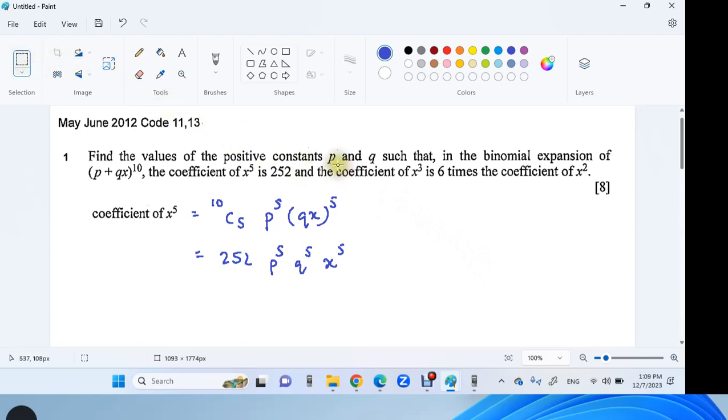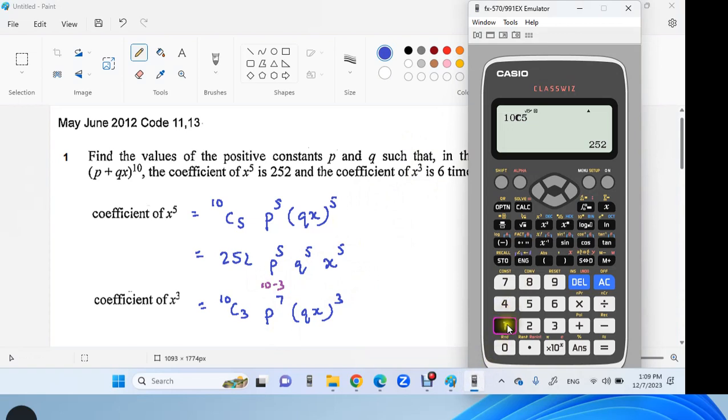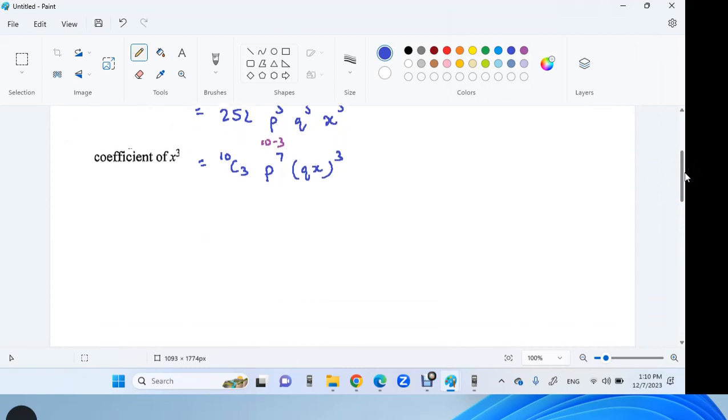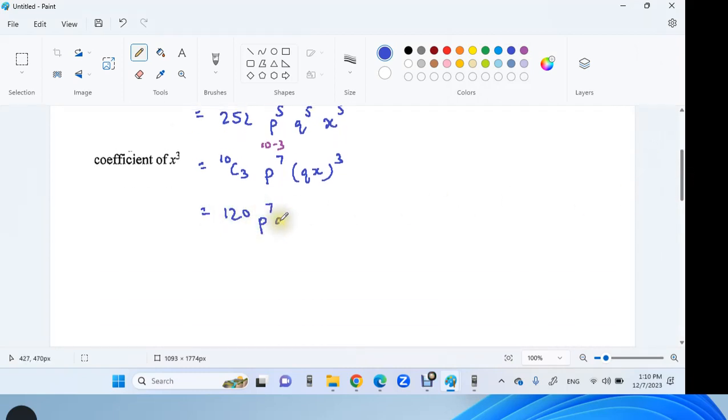And if we want to find the coefficient of x to the power 3, then this will be 10C3, p to the power of 7, qx to the power of 3. Why is it 7? Because it is 10 minus 3, 7. So we have 10C3, which is 120, so it is 120 p to the power 7, q to the power 3, x to the power 3.